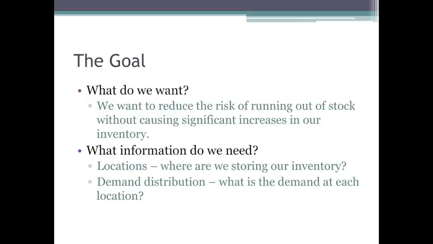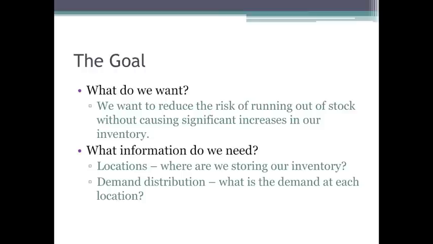So, as with all good problem solving, we first need to start by saying what we want. So what do we want? Well, what we want is to reduce risk. We want to reduce the risk of running out of inventory, for instance, without causing significant increases in our inventory. You call it reorder point and safety stock. What if we didn't have to hold as much safety stock?